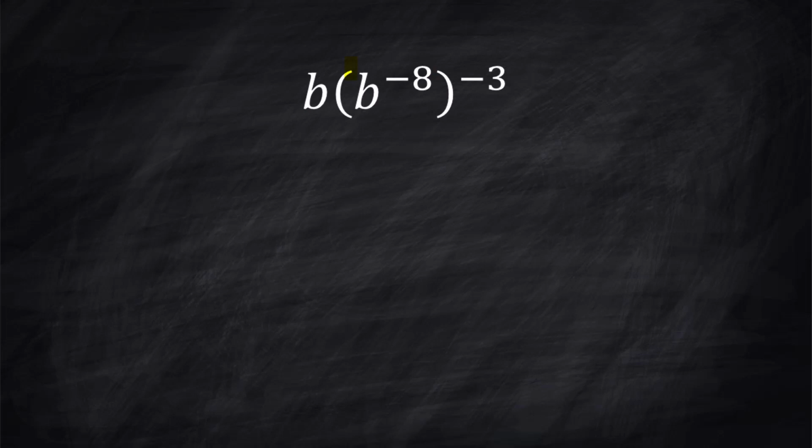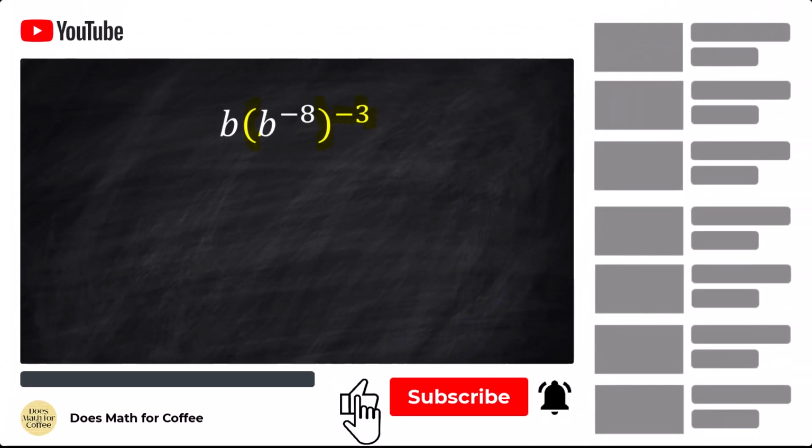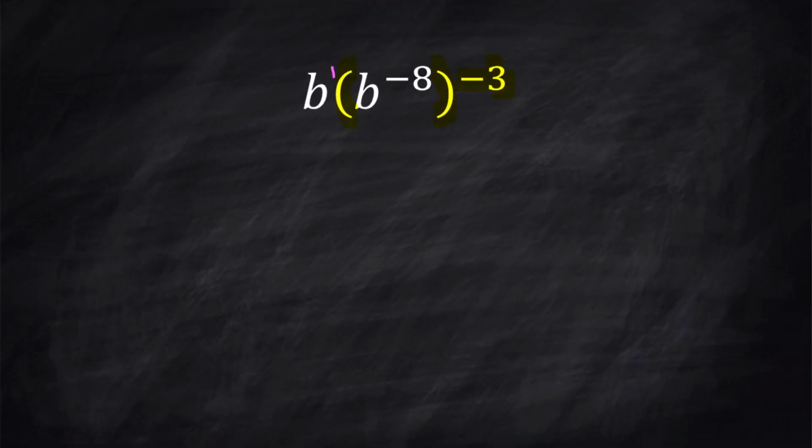Now for this one, pay close attention to what has exponents and what doesn't. b to the -8th in parentheses is obvious, but only that one is being raised to the -3rd power. I'm going to simplify this. That b in the front, you can think of it as just having an exponent of 1, because anything raised to the power of 1 is just itself.